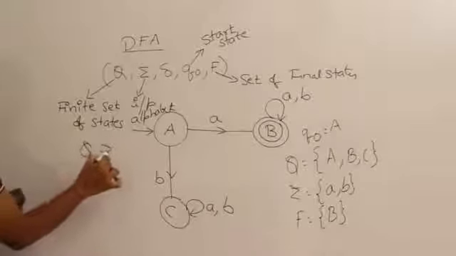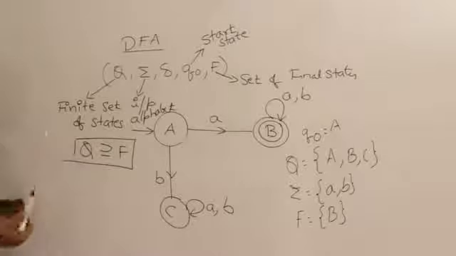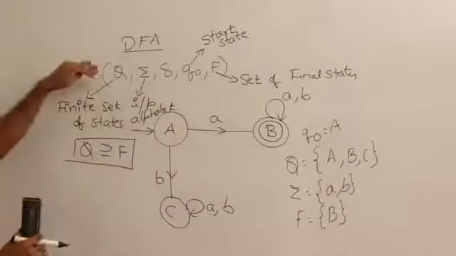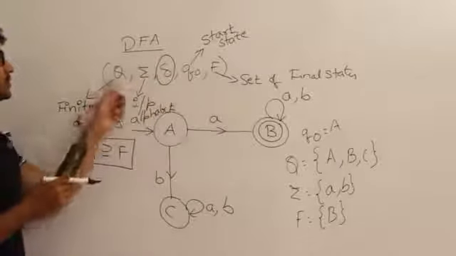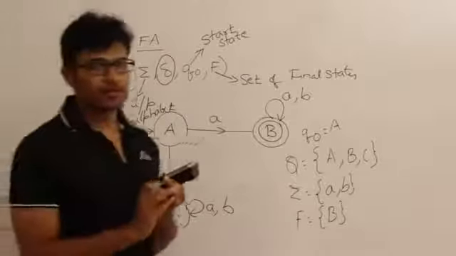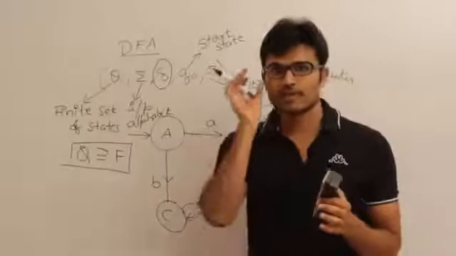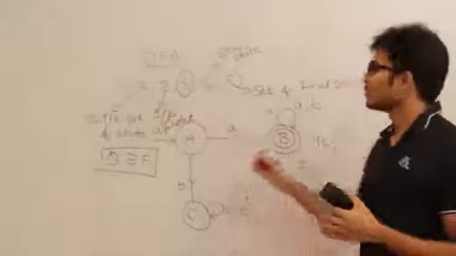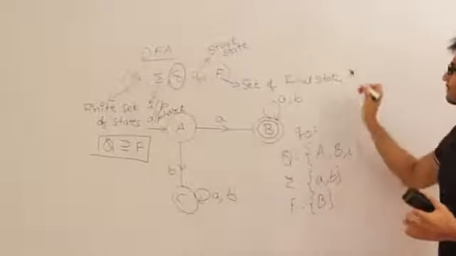Q is a superset of F. So this is how we can define all the elements of a DFA except delta. Till now, Q, sigma, Q naught, F are common for DFA, NFA, or epsilon NFA. The only thing that changes from finite automata to finite automata is delta. So let us say we have to define the delta.